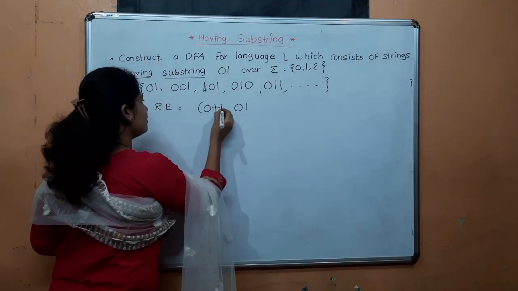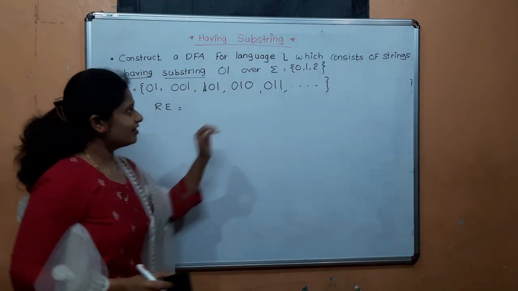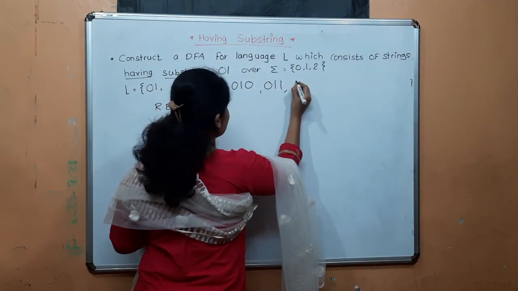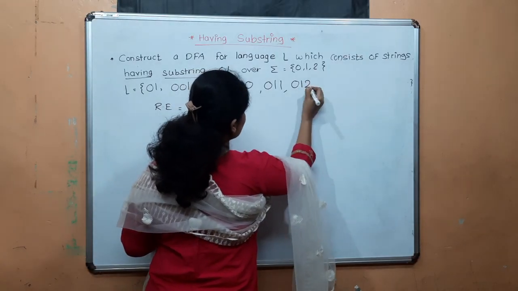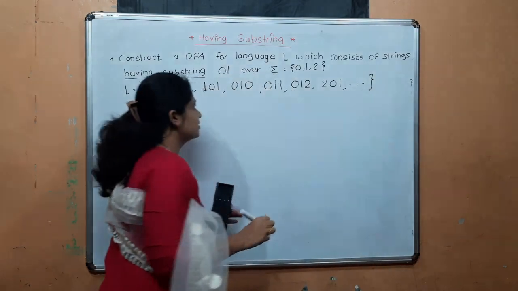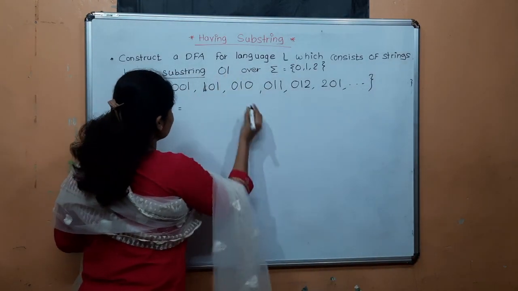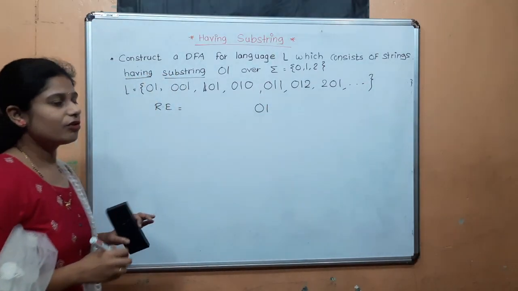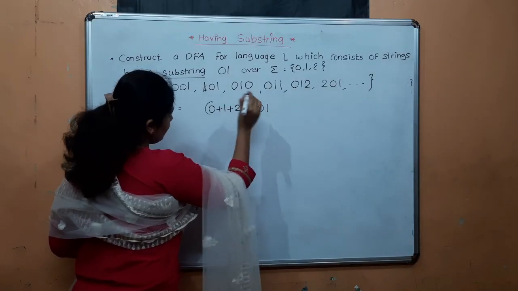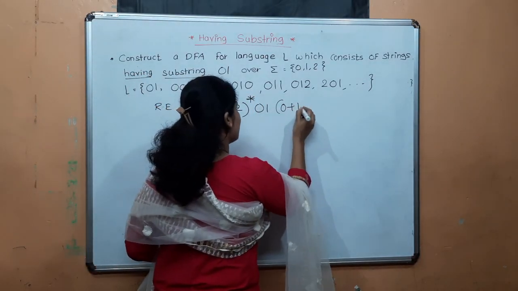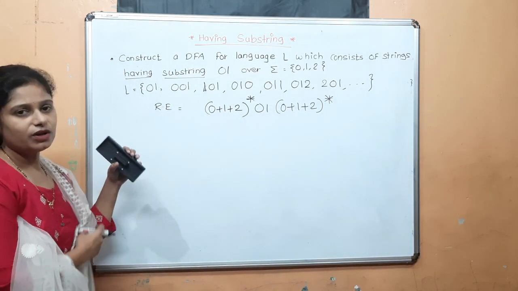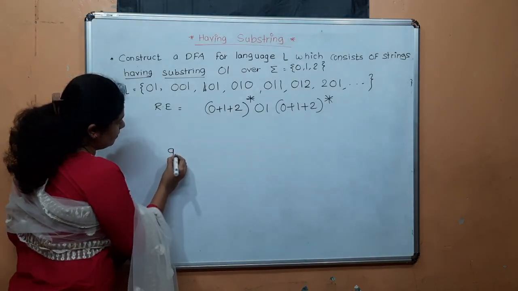Now see here, the input alphabet is 0, 1, 2, so here we can also end with 2 or start with 2, and so on. Now the regular expression will be: the condition is that having substring 01, so it can start with either 0 or 1 or 2, then 01, then it can end with either 0 or 1 or 2, with zero or more occurrences of 0 or 1 or 2. Now see the transition diagram.